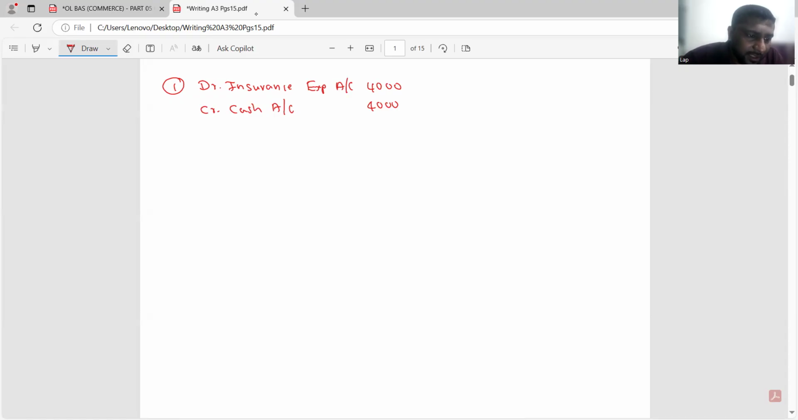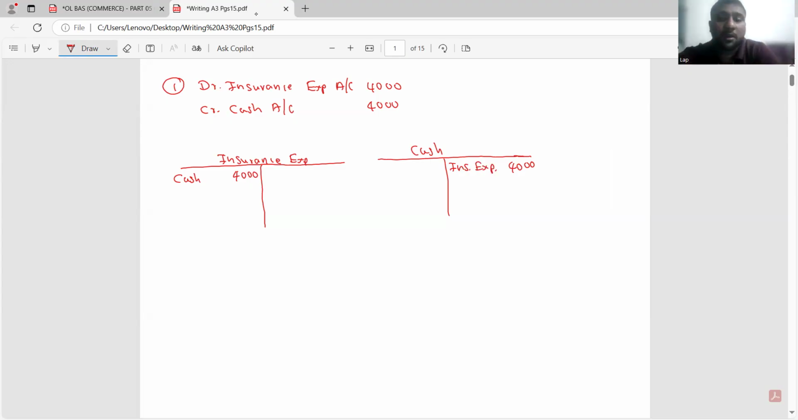So if I prepare the T accounts, you all can do it with me. If this is the insurance expense, if this is the cash, here I will write 4,000. Here I will write 4,000. Then here you can write the name cash. Here you can write the name insurance expense. But we are not done.